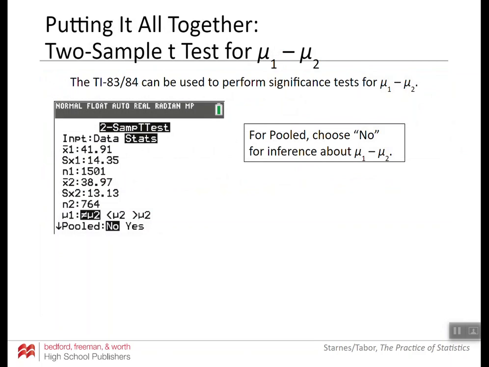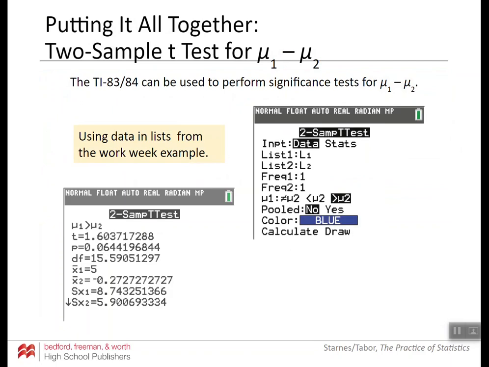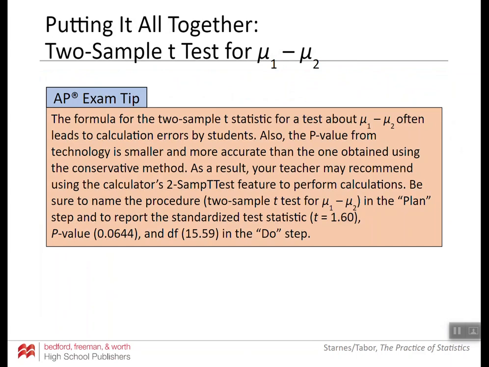Again, you can do this all in the calculator. Tip for the AP exam: the calculator is helpful, but make sure you write down all the details. You name your procedure, 2-sample t-test for mu1 minus mu2, in the plan step, and record your test statistic, which is your t, your p-value, and your degrees of freedom in the do step.